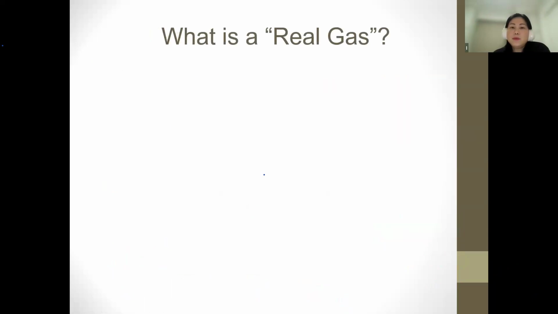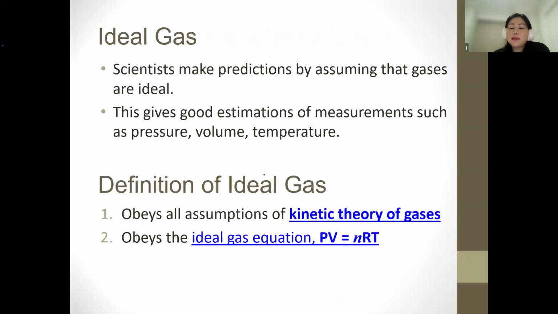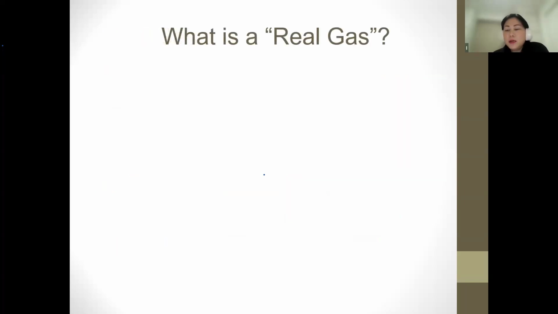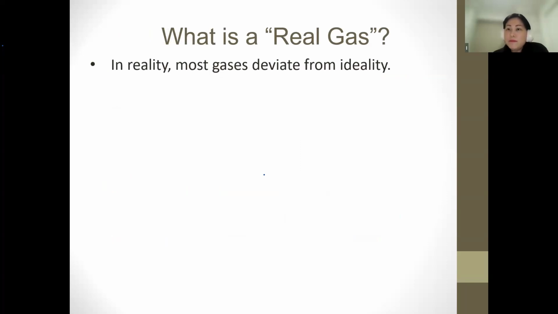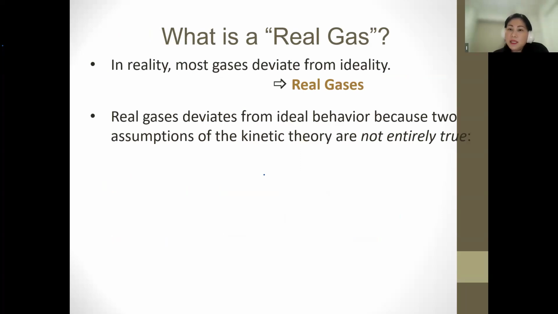Okay, so in a way, we mentioned that an ideal gas is a gas that obeys all the assumptions of the kinetic theory of gases, the 5 assumptions, and it obeys this equation PV = nRT. But in the real world, gases may not totally behave that way. In reality, most gases deviate from this ideal condition, so we give them a name called real gases.